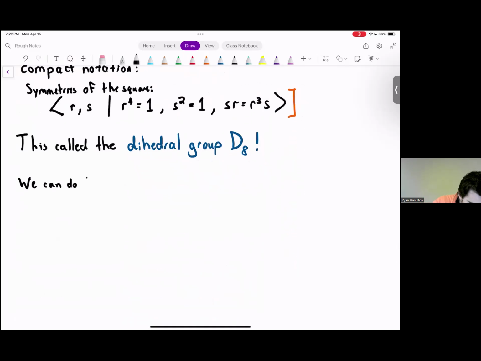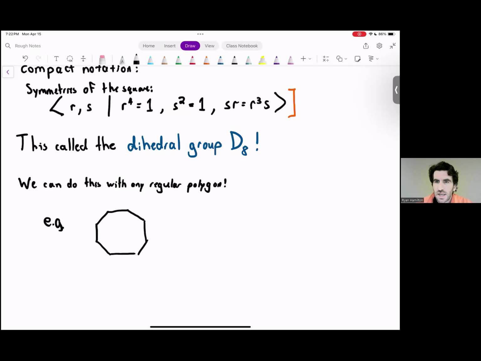We can do this with any regular polygon. So for example, I could take an octagon, which I'm going to have to draw freehand here. So I'm very sorry about that. And in this case, you're going to have 8 rotations and 8 reflections.